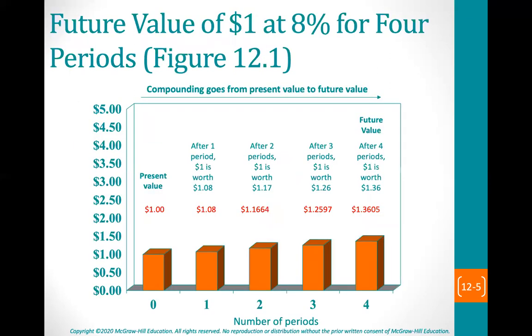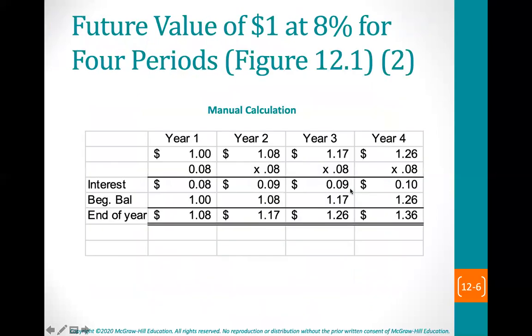So if you take $1 and we say that we have $1 today, we want to know how much that dollar is going to be worth after 4 periods at 8% interest compounding. So the present value is $1. After 1 period, the dollar is worth $1.08. You have earned 8 cents interest on that dollar. After 2 periods, that $1.08 is turned into $1.17 because you're earning 8% on the entire $1.08, and so forth and so on. This can also be shown in this manual calculation.